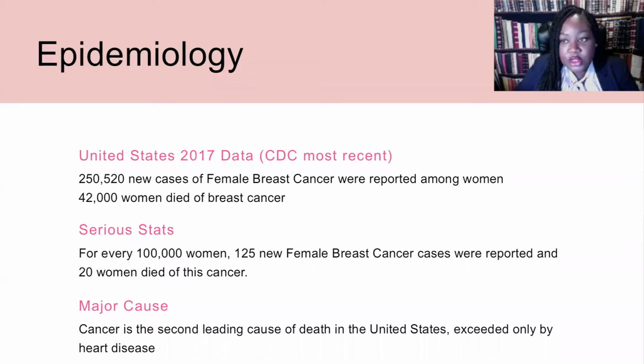In the United States, according to the most recent data that has been collected by the CDC, the Centers of Disease Control, 250,000 plus new cases of female breast cancers were reported among women. The data that I'm reporting is from 2017, which is the most recent aggregate of information that we have. The information is not reported every year. They aggregate it every few years and do analyses based on that. So 42,000 women died of breast cancer of the 250,000 diagnosed of the new cases. For every 100,000 women, 125 new female breast cancer cases were reported, and 20 women died. Cancer in the breast is the second leading cause of death in the United States. It's only surpassed by heart disease.